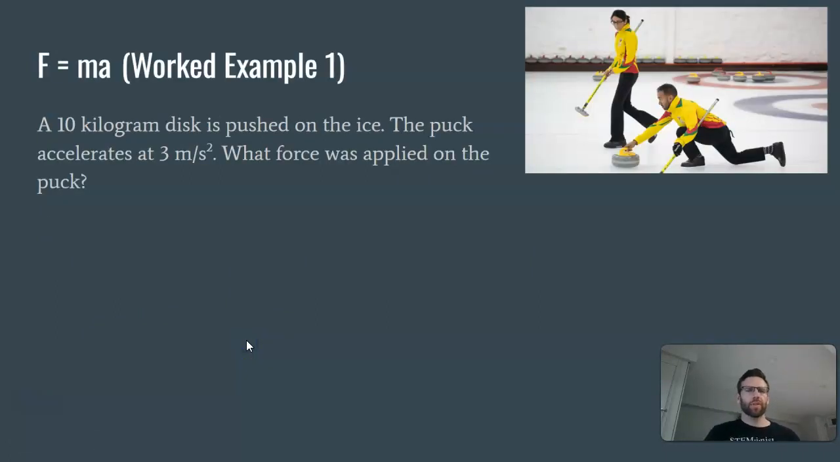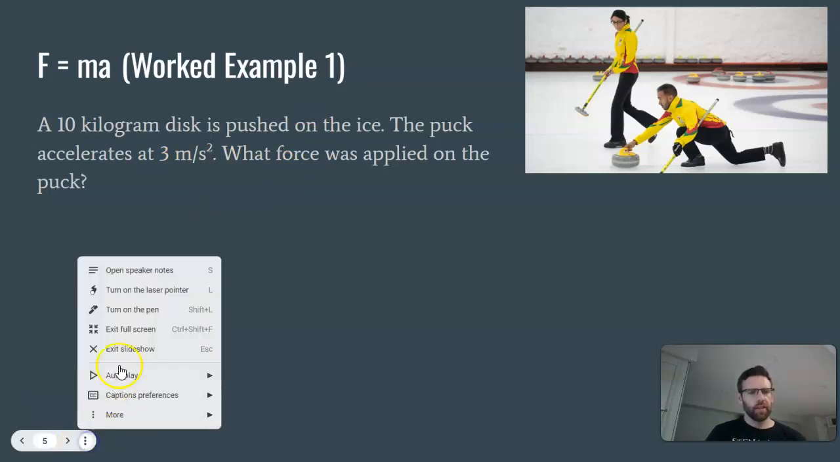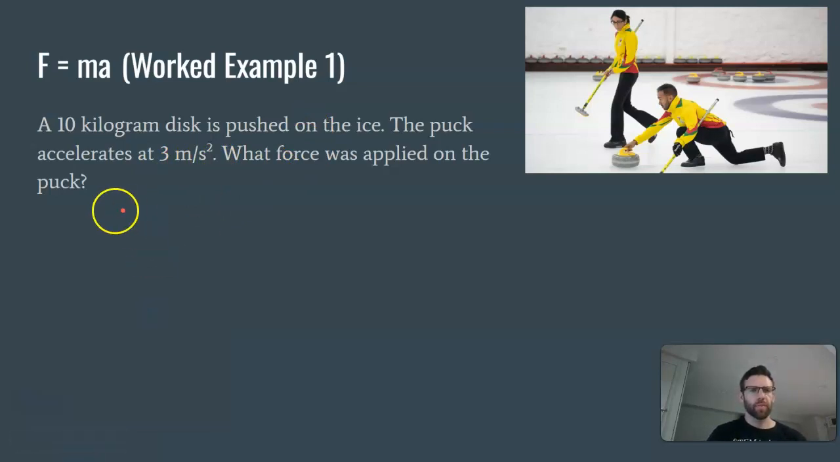All right, so let's do a little example here. So let's say we have a 10 kilogram puck and it's pushed on the ice. The puck accelerates at 3 meters per second squared. What force was applied to the puck? All right, so this one we already have a picture right here. That's kind of like our model. We have some kind of puck that's going to be pushed. Let's say it's being pushed in the right direction. Our acceleration is positive, so that means that our force should probably be positive.